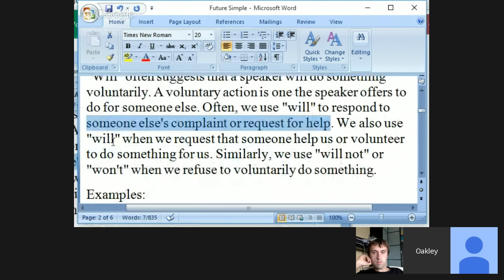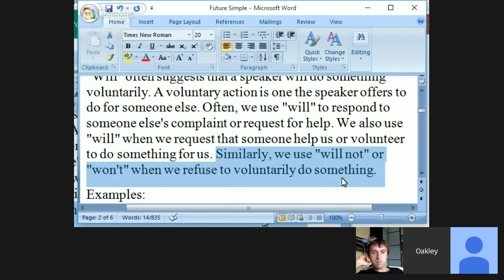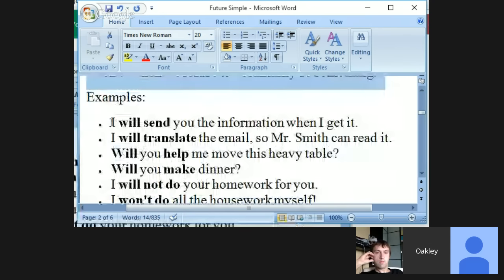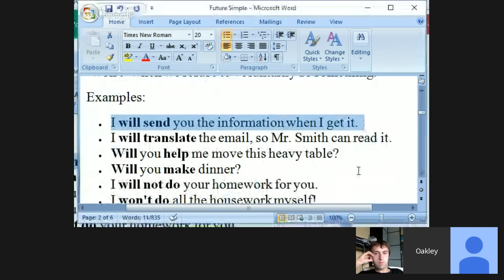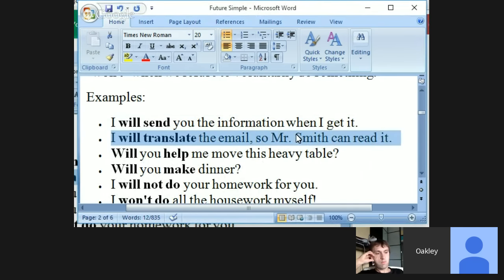We also will use will in a question form when we request that somebody help us or volunteer to do something for us. And similarly, we will use the negative forms when we refuse to do something voluntarily. We will use won't. For example, I will send you the information when I get it. All right, I'm volunteering to do this. Okay, I will translate the email so Mr. Smith can read it. All right, in question forms, will you help me move this heavy table?